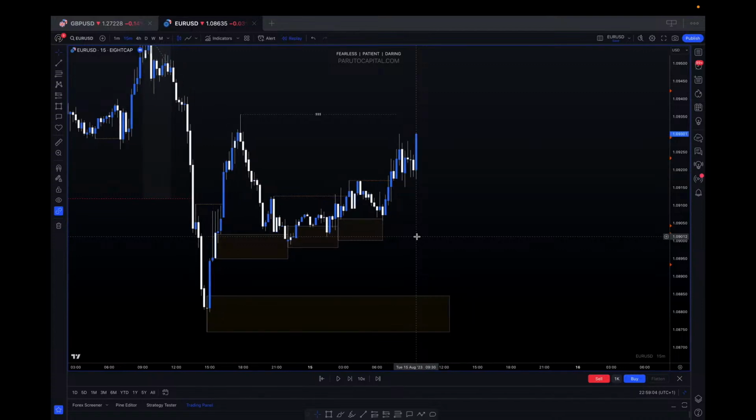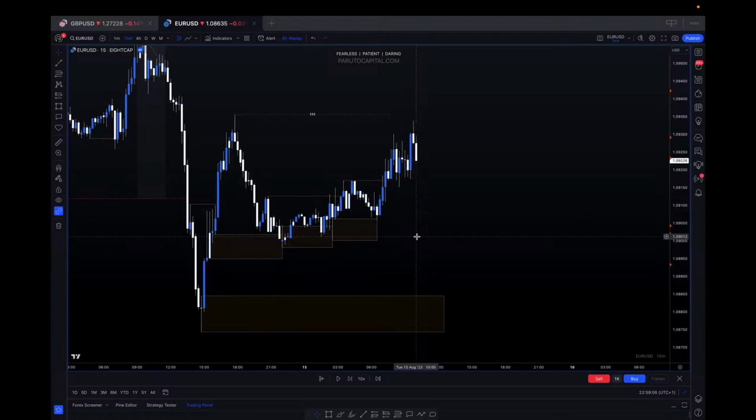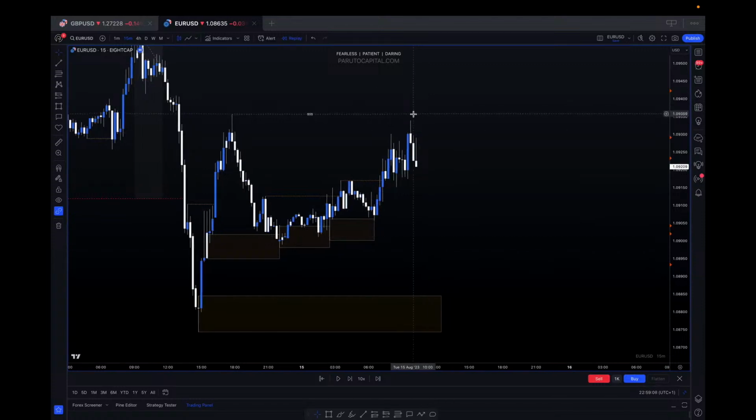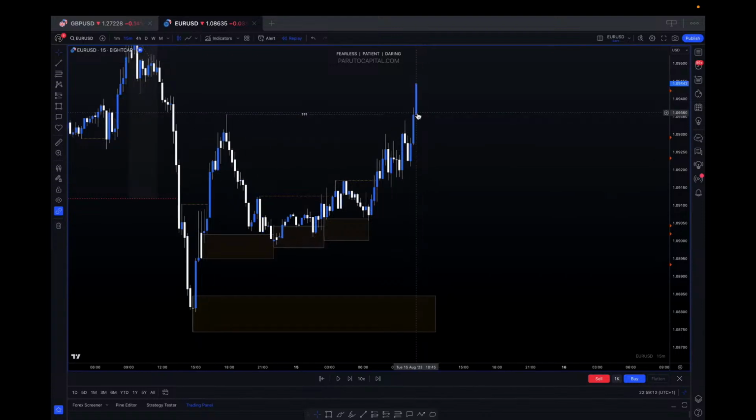Okay, price now is pushing up. Okay, 9.5, and that is it. Price has already come close to our target. Okay, and that is it. So essentially no trade based on this price action.